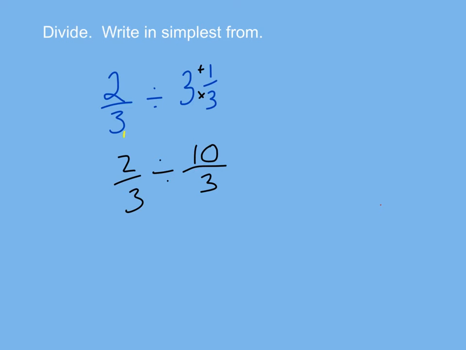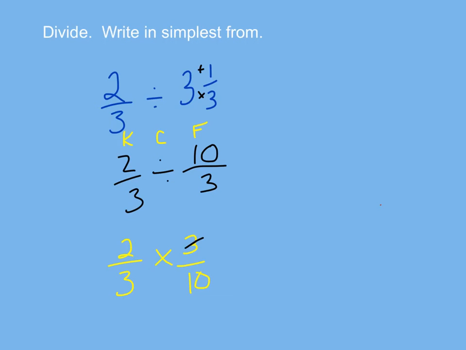And now I'm going to do my keep, change, flip. And when you do your problems, you should even just write the KCF so you don't forget. So I keep 2/3. I change the division to multiplication, and I flip, or do the inverse of 10/3, which is 3 over 10. Okay, now I've got a multiplication problem.